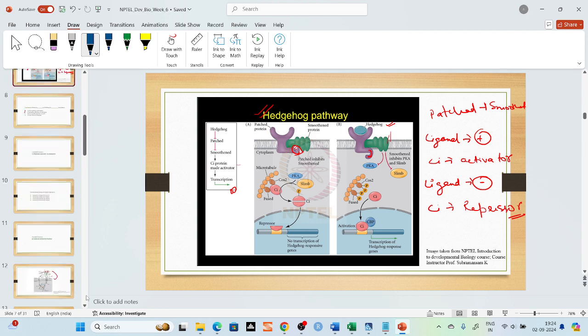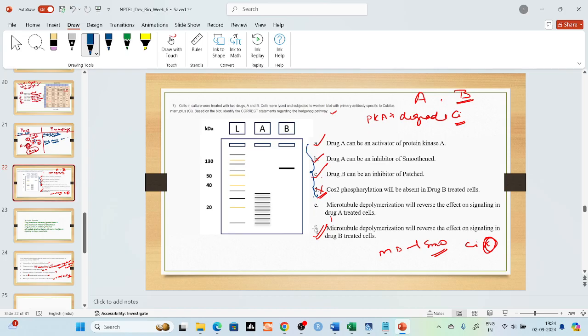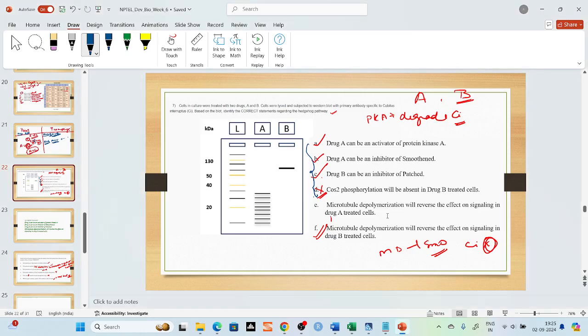Okay, so according to me it should be F, because here the pathway has already been inactivated. CI is degraded, and when CI is degraded, there is no transcription of Hedgehog responsive genes. So microtubule depolymerization will only add on to this; it cannot reverse the effect of signaling. Could you understand what I'm trying to say? So I think it should be A, B, C, and F. Okay, fine.